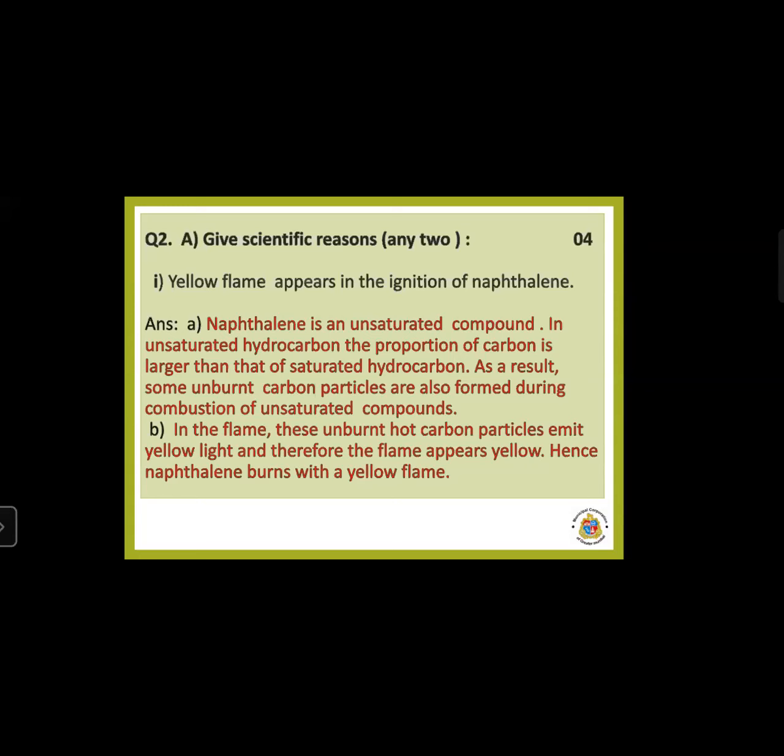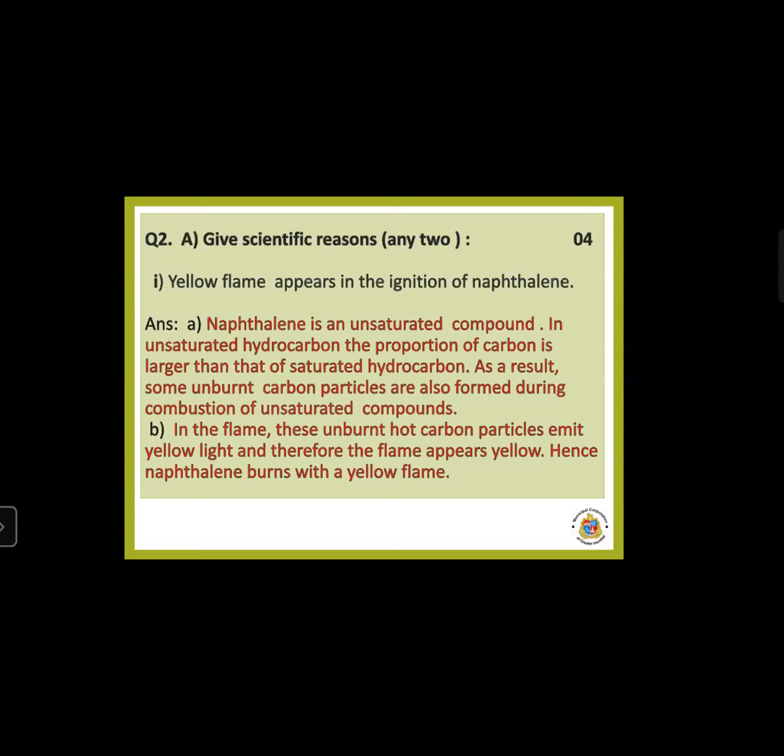Now, students, unsaturated carbon compounds have a double bond or triple bond structure. So naphthalene is an unsaturated compound. Saturated hydrocarbons have single bonds. So a carbon-carbon single bond means saturated hydrocarbons, and a carbon-carbon double or triple bond means unsaturated hydrocarbons. Naphthalene is an unsaturated compound.